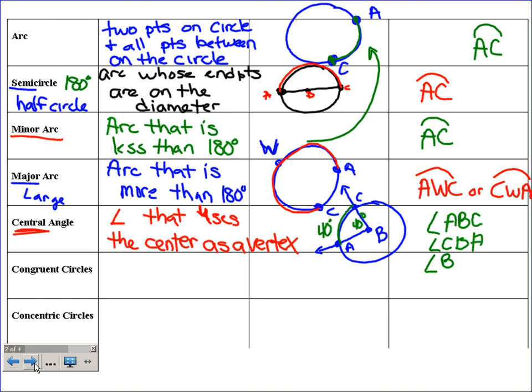What does the word congruent mean? Same.